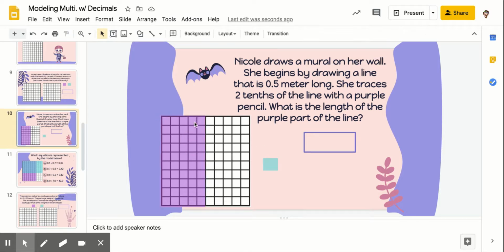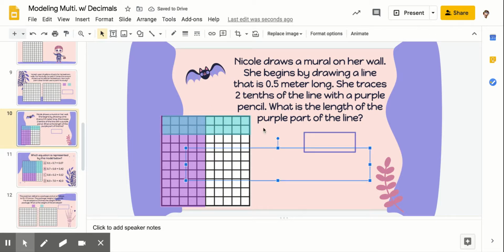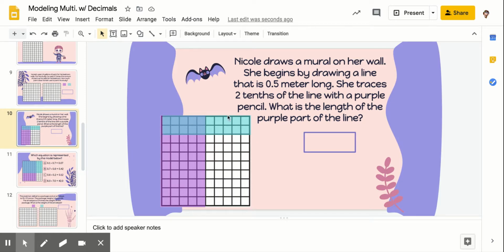Since 5/10 went up and down, 2/10 has to go side to side. So 2/10 would be 2 rows, right? 2 rows. So I'm going to drag it to make 1 row. And then 2 rows would be right here. So here I've got my model, right? I've got my 5/10 and I've got my 2/10. Where they overlap is my answer.